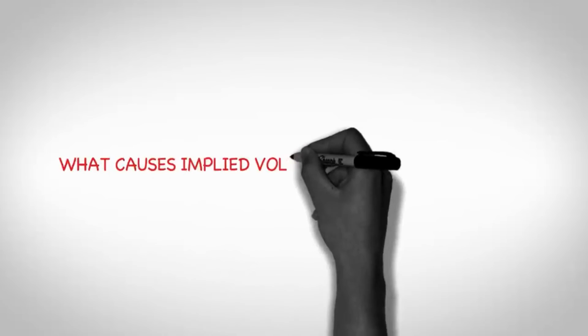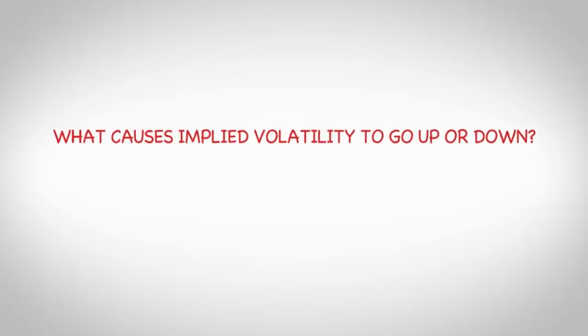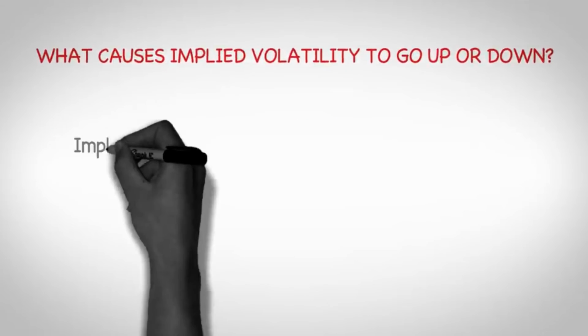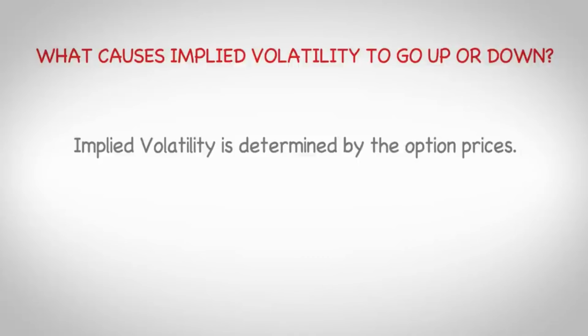But you might be wondering, what the heck would cause implied volatility to go up or down? Well, here's the thing. The implied volatility of a stock is actually determined by its options prices, not the other way around. Okay, let me say that again in a different way. The option prices are actually what tell us the future expected move, also known as implied volatility, of a stock.